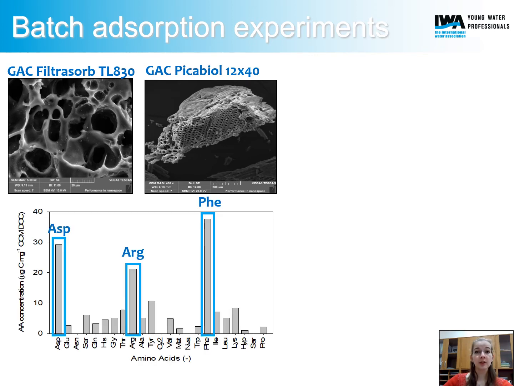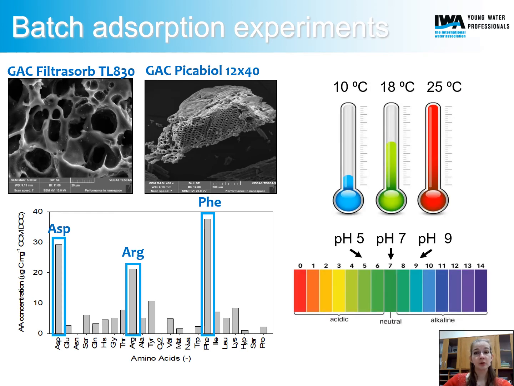I chose three different amino acids that were found to be the most abundant in the low molecular weight fraction of algal organic matter, and which also cannot be removed by the coagulation process. Moreover, these three substances have different chemical properties, and the effect of solution temperature, specifically 10, 18 and 25 degrees Celsius, was investigated hand in hand with different pH values, specifically 5, 7 and 9.